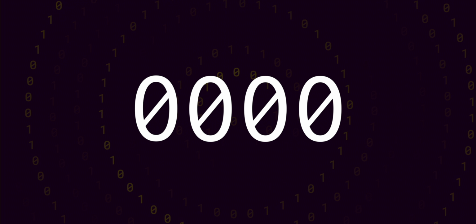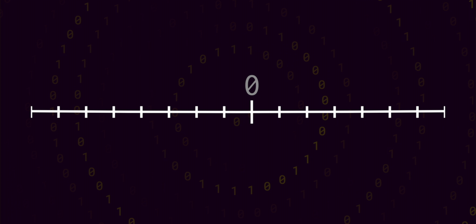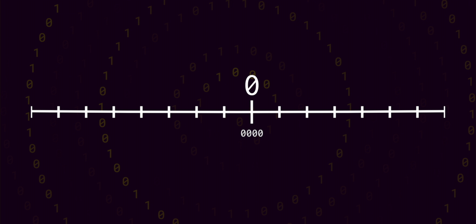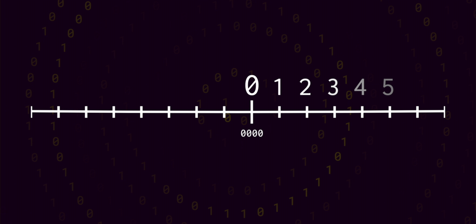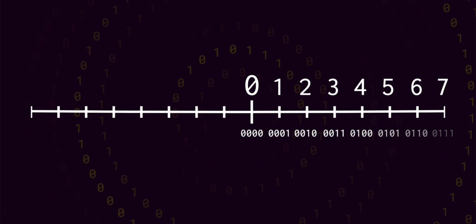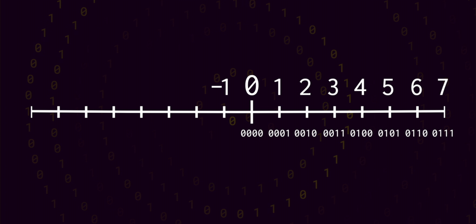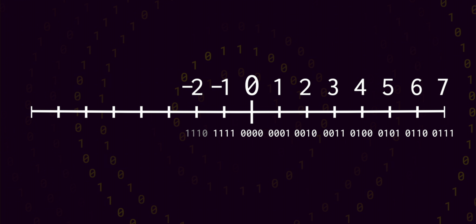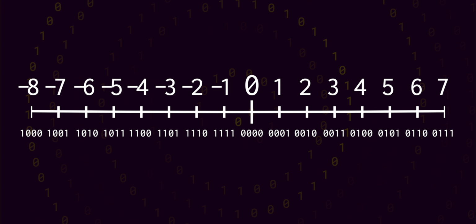To understand how this encoding really works, let's take a look at a number line for a 4-bit signed number. In the middle we've got 0, which, as already mentioned, is represented by the bits 0, 0, 0, 0. Then, moving to the right, we have the positive numbers 1, 2, 3, 4, 5, 6, and 7, represented by the bits in the expected way. However, if we move to the other side of the number line, -1 is actually represented by 1, 1, 1, 1. -2 is actually represented by 1, 1, 1, 0, and so on, counting downwards in binary until we reach -8.